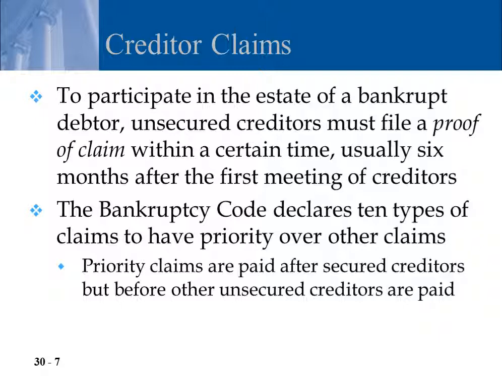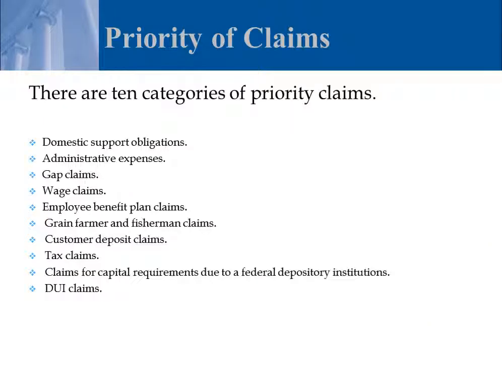The Bankruptcy Code declares 10 types of claims to have priority over other claims, and these priority claims are paid after secured creditors, but before other unsecured creditors are paid. Secured creditors would be mortgage holders, people who sold you the vehicles, or banks that are holding the note on a vehicle, equipment, whatever you might have. So let's take a look at the different types of priority of claims. There are 10 categories. Domestic support obligations include child support and spousal support, including alimony. They are paid between the secured creditors and the unsecured creditors.